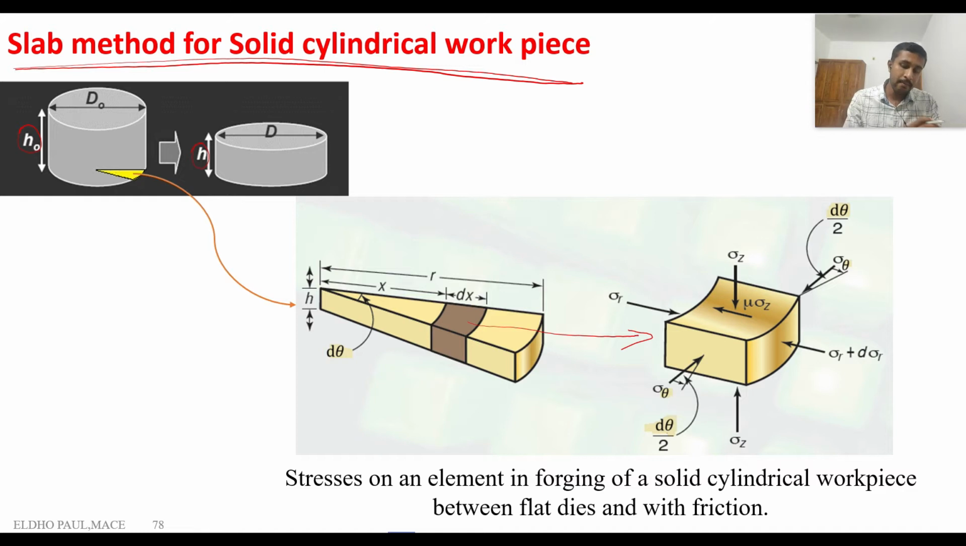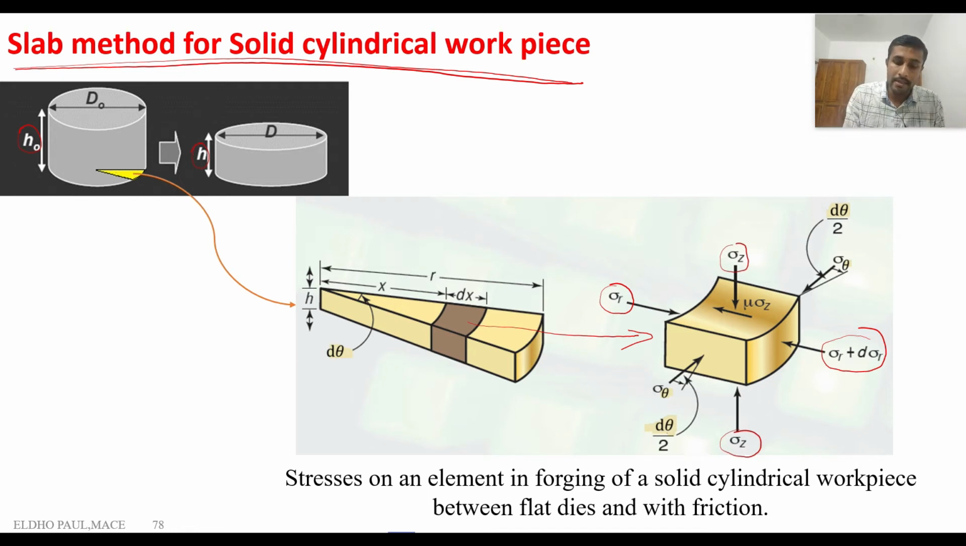Similar to the previous slab analysis of a rectangular workpiece, here also different types of stresses are acting on this element. The vertical stress is sigma z, and a horizontal stress is acting in the radial direction, sigma r, in one direction, and on the opposite side of the element, sigma r plus d sigma r is acting.